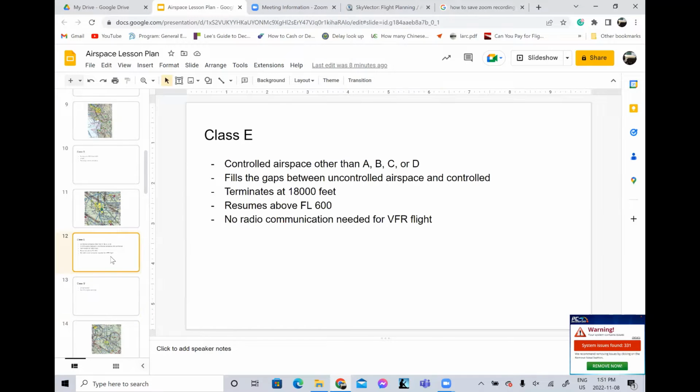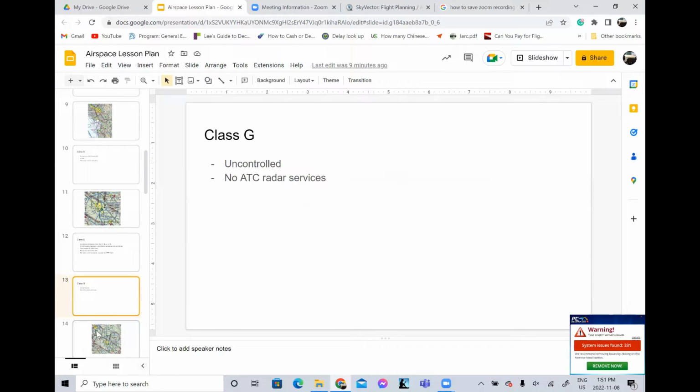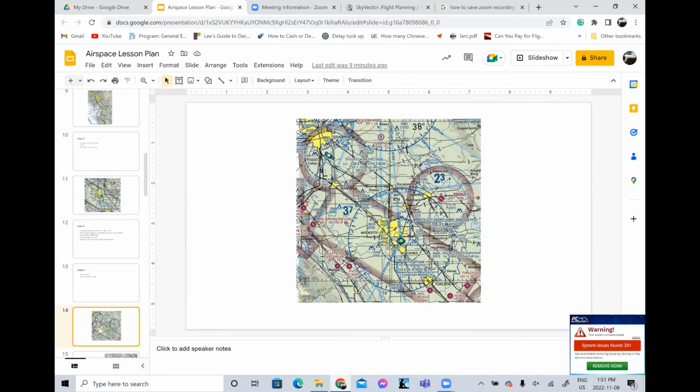So for now, I'm going to talk about class Echo and Golf and how we're going to identify them on the sectional chart. So we'll look at the Modesto area again. What you'll notice is there's a magenta vignette. If you're on the shaded side, so this is the shaded side, this is outside the shaded side. If you're on the shaded side, it means that class Golf only goes up to 700 feet AGL, and above that is class Echo. As you can see over here, everything inside here, class Golf terminates at 700 feet AGL.